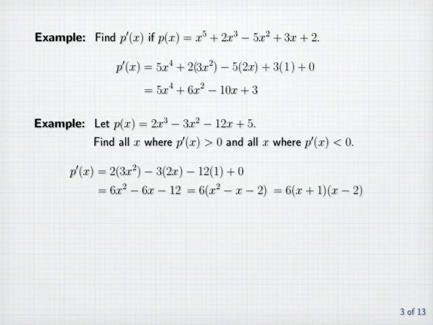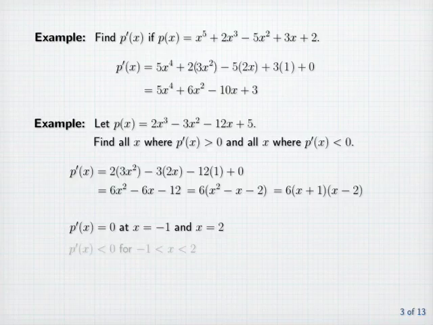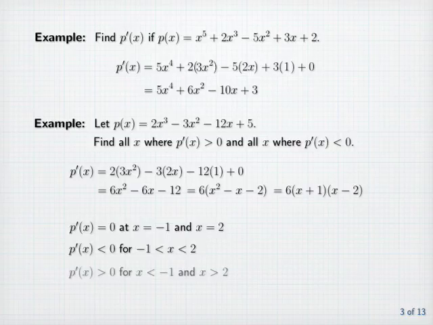So we can see that the derivative p prime of x is 0 at x equals minus 1 and x equals 2. Moreover, p prime of x is negative when x is between minus 1 and 2. Think of the graph of the quadratic function here. It's a parabola that opens upward, so it must be negative between its two zeros. And p prime of x is positive for x less than minus 1 as well as for x greater than 2.